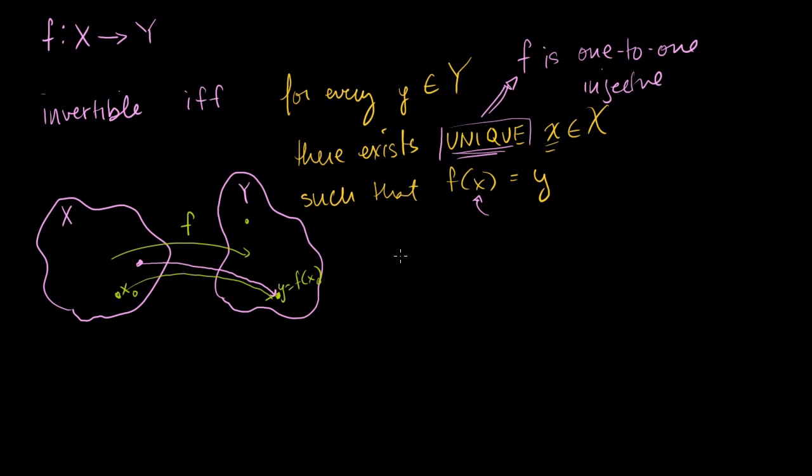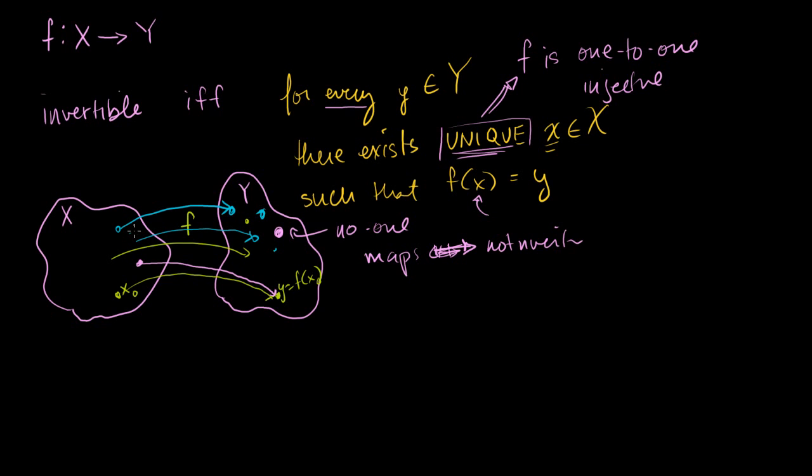Now, the other part of this is that for every y, you could pick any y here, and there exists a unique x that maps to that. There cannot be some y here that no one maps to. If that's the case, then we don't have our conditions for invertibility. So that would be not invertible. Every element of y has to be mapped to, and they can only be mapped to by one of the elements of x. So everything here has to be mapped to by a unique guy.